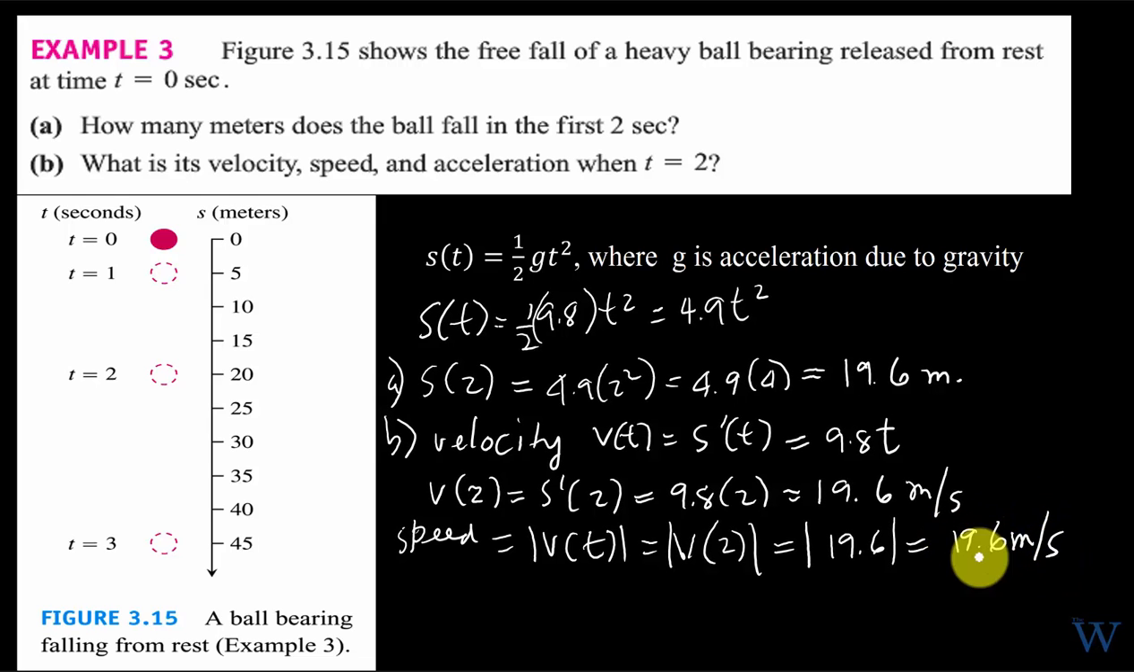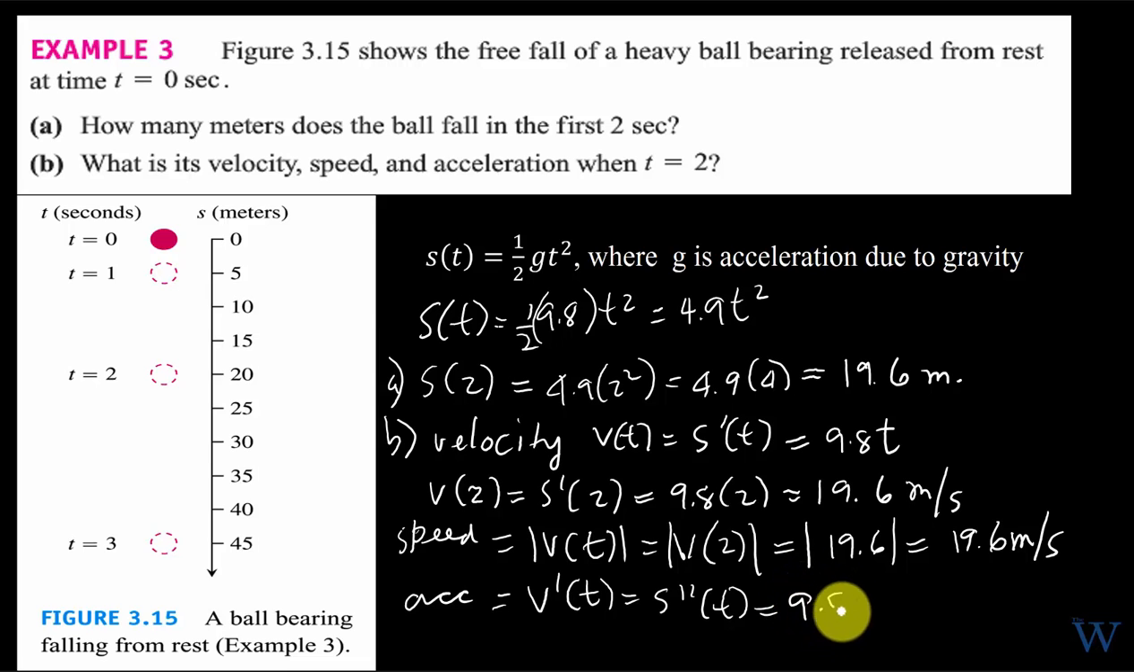19.6 meters per second. And then acceleration would be the derivative of the velocity, which is the second derivative. That gives us, what's the derivative of 9.8 t with respect to t? It's just 9.8, which is indeed your acceleration due to gravity. So it's fixed. So that's going to be meters per second squared, because you took the derivative of the position function 2 times or twice.